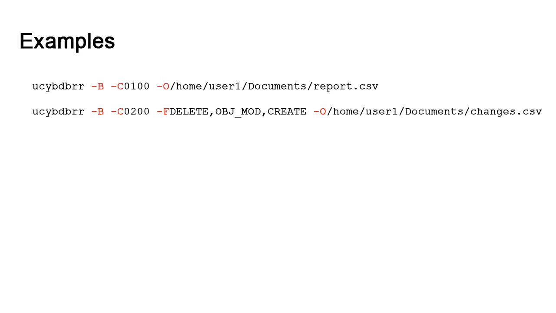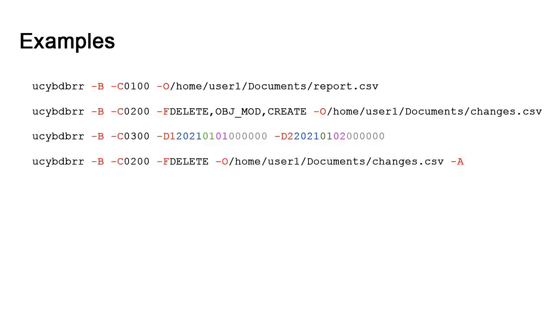Let's provide some examples. This command shows basic use. You generate a report for client 100 with the output of the location. This command generates a report for client 200, which includes only records that were deleted, modified, or created. This report includes all change types, but for records generated between January 1st and January 2nd of 2021. This report is generated for client 200 and includes only the deleted records.